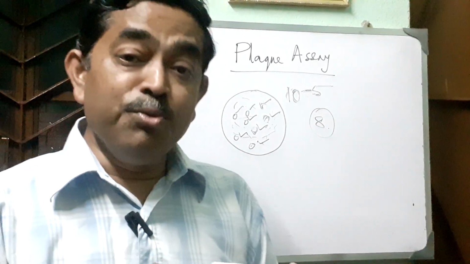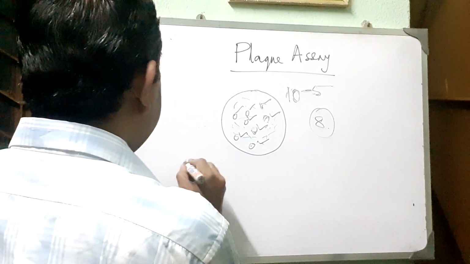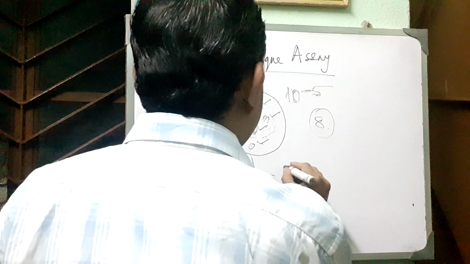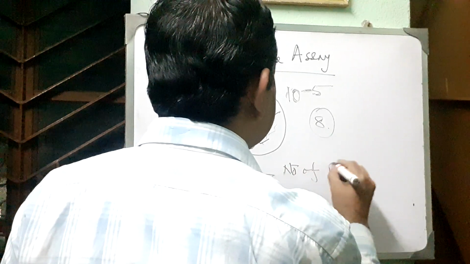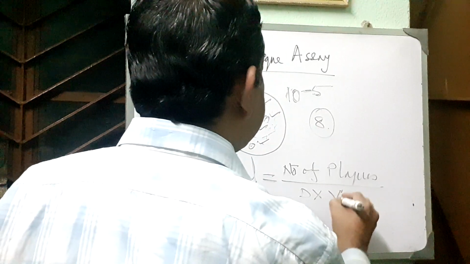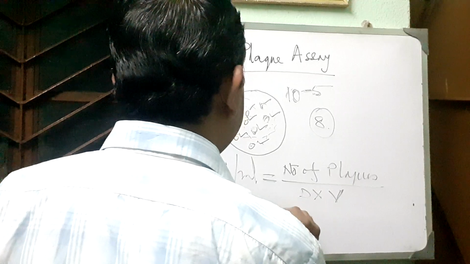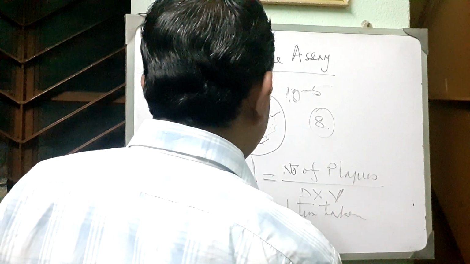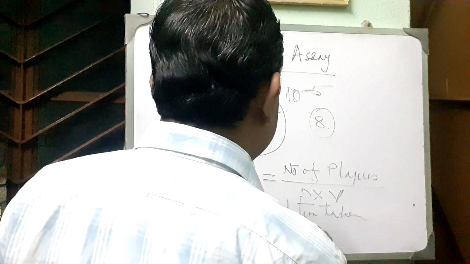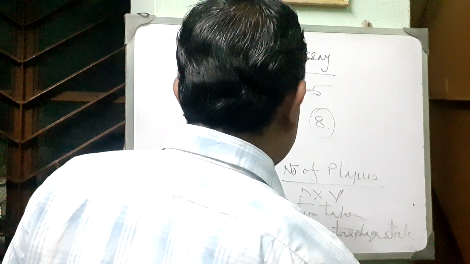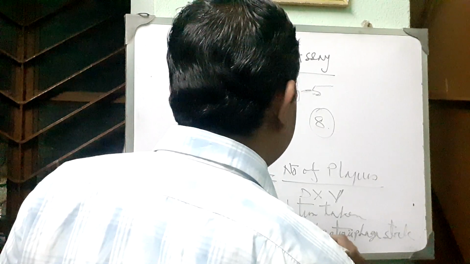Now what will be the plaque forming unit per ml? The formula for PFU, plaque forming unit per ml, is equal to the number of plaques divided by D into V. D means the dilution taken, and V is the volume of bacteriophage stock solution taken in the plate, the solid plate.